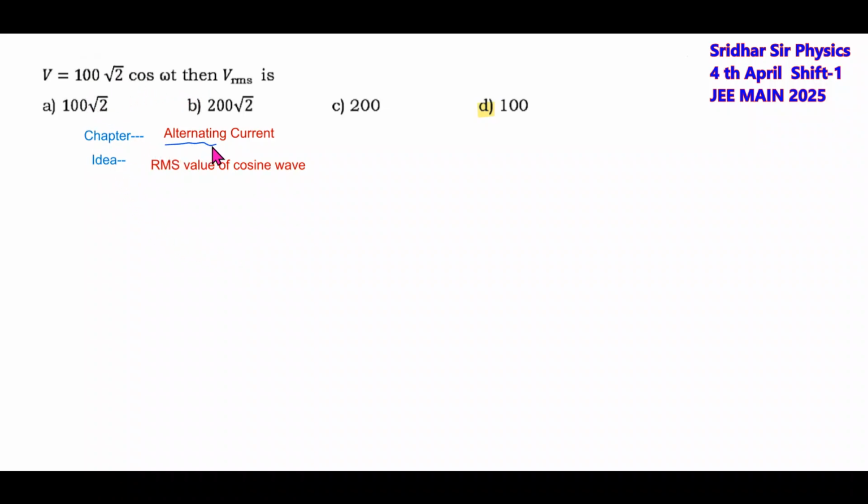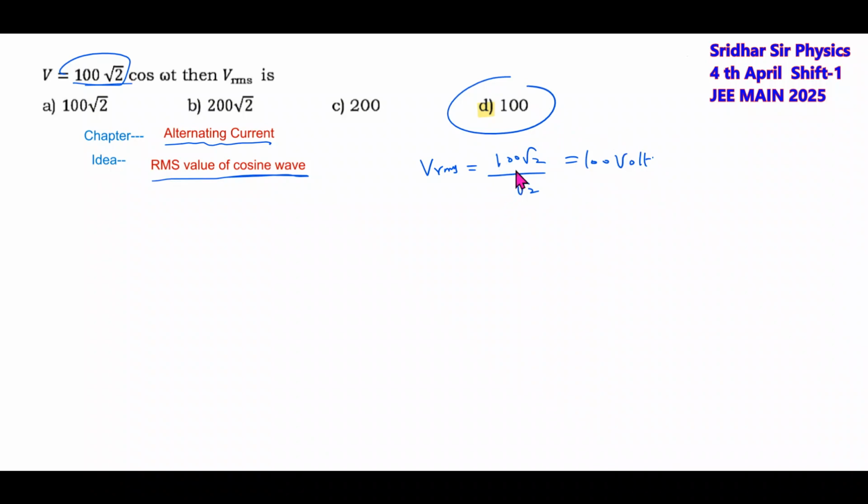The question belongs to the chapter alternating current. We have to calculate the RMS value of sine or cosine waves. There's a given equation, under root 2 cos omega t. We have to calculate the RMS value of this particular thing. What is the RMS value? This is the peak value, peak value by root 2. Because what is the basic formula for V_RMS? Vm by root 2. What is Vm? This quantity is Vm. This is just a simple definition-based question.